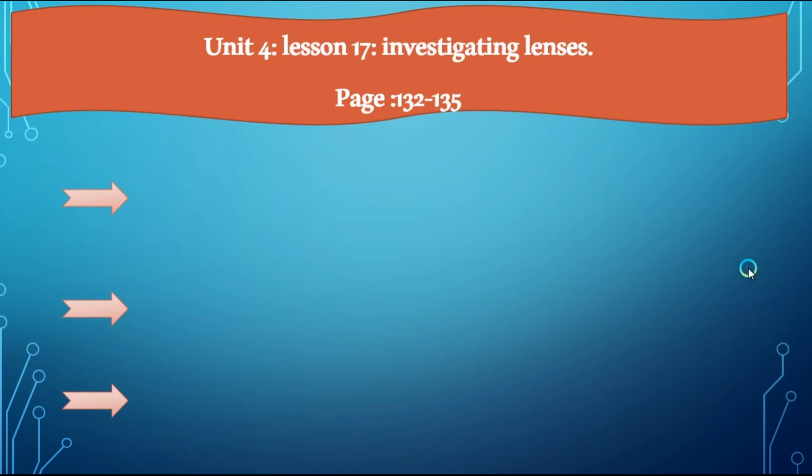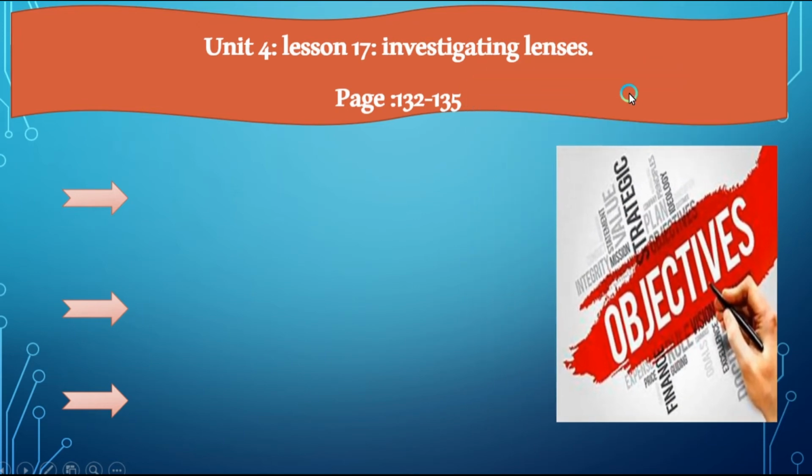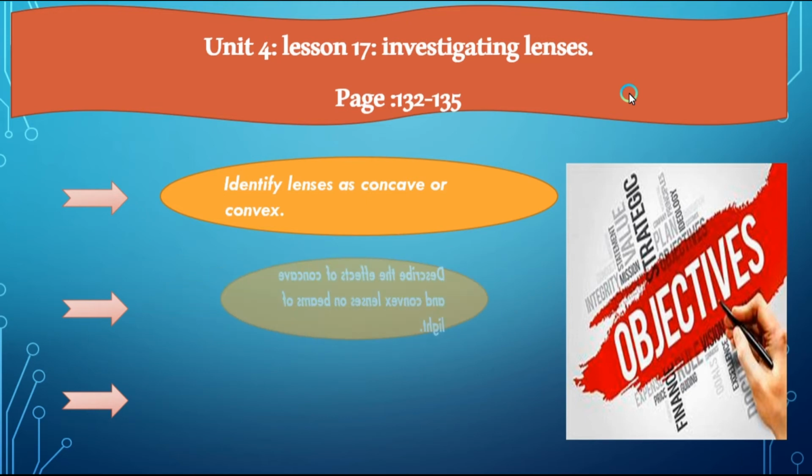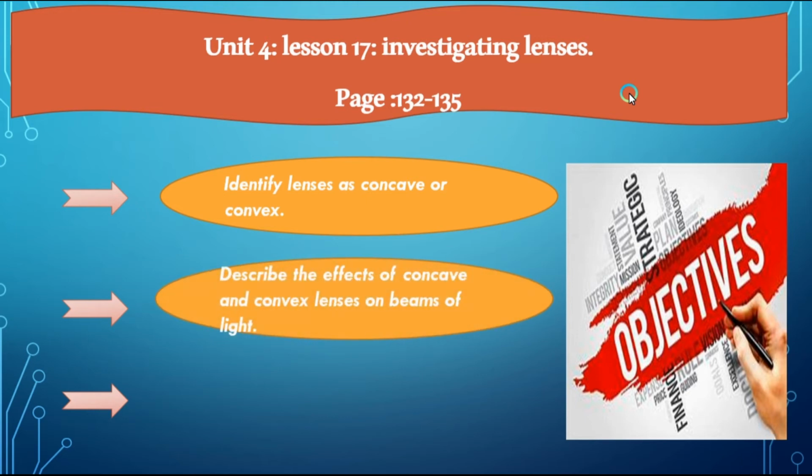For Unit 4, Lesson 14, we're going to investigate the lenses. First, we're going to speak about our objectives. The lenses that we are using in many domains. The objective of our lesson: identify the lenses. We have two major kinds, the concave and convex. Describe the effect of concave and convex lenses on beams of light.